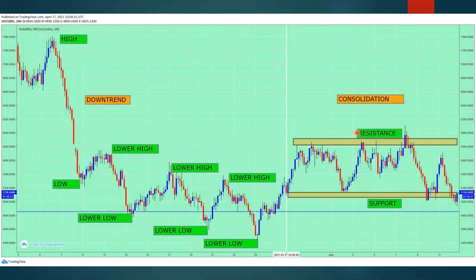For consolidation, we said we look for support and resistance. As we can see, price is just bouncing between support and resistance. Now, here we can see we are in a sideways move. There is no clear direction. We were in a downtrend, then we came back to a consolidation or a sideways move.